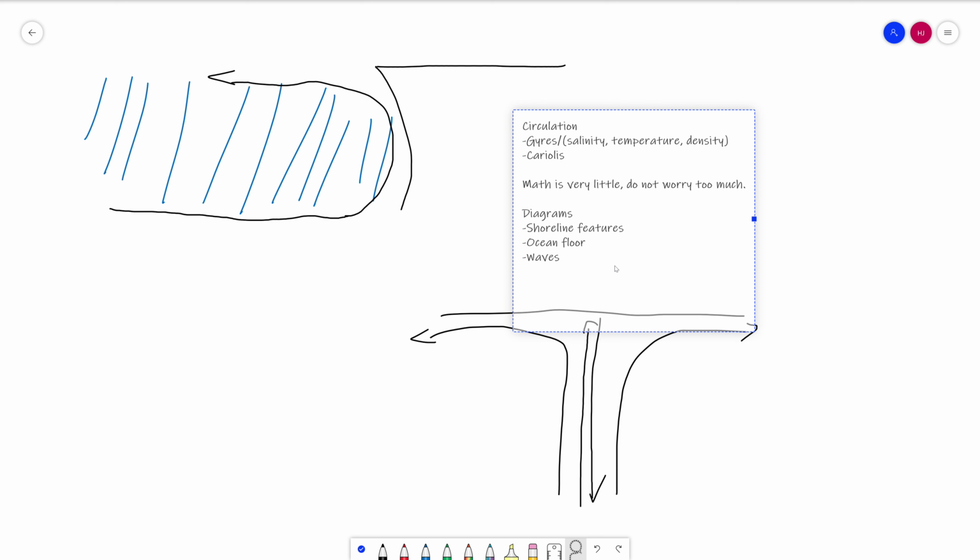Shoreline, diagram, circulation, salinity, temperature, density. Oh, there are different layers of the ocean due to the temperature and salinity. This is something we'll get into later. Actually, yes, salinity and temperature, salinity and density. It's interconnected, which is something I'll explain later. I'll explain later how this is all connected.